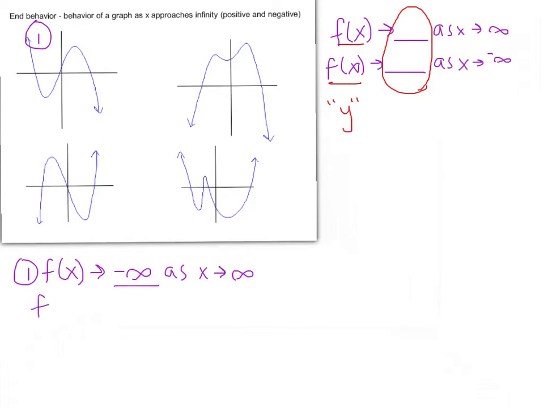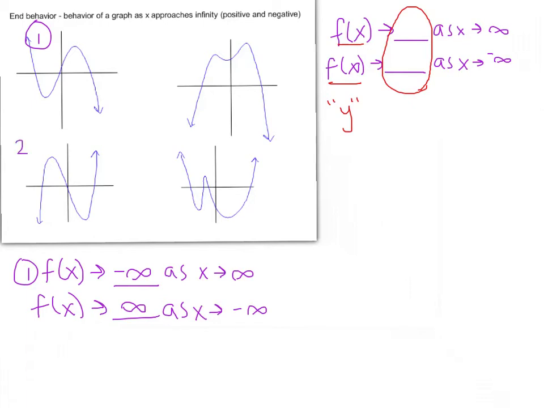The second portion of it then is what happens as x approaches negative infinity. So that would be on the left-hand side of this graph. So on the left-hand side of this graph, notice that this arrow is going up. So f of x would approach positive infinity as x approaches negative infinity. So that's how we describe that end behavior of the graph.